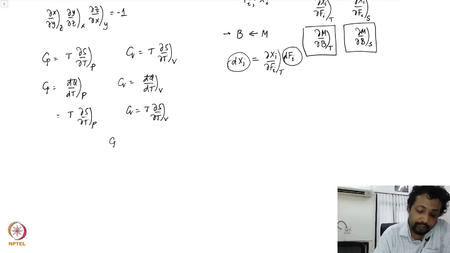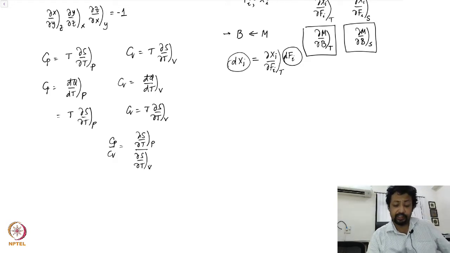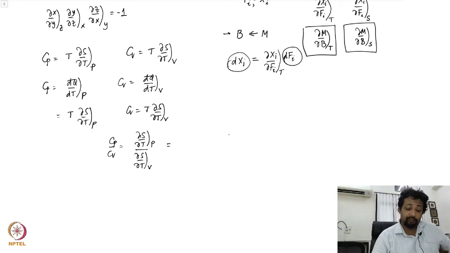So clearly the ratio of Cp over Cv is (∂S/∂T) at constant pressure, divided by (∂S/∂T) at constant volume. There are several ways of finding it out. I want to illustrate the use of the cyclic relations. Here I have the derivative of entropy S with respect to temperature, pressure being held constant. So in the cyclic relation, I want to replace X by S, Y by T, and Z by pressure.